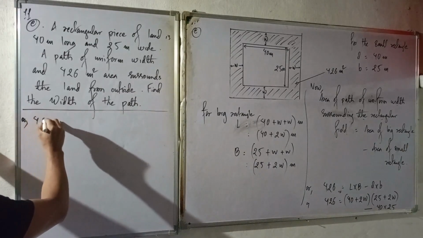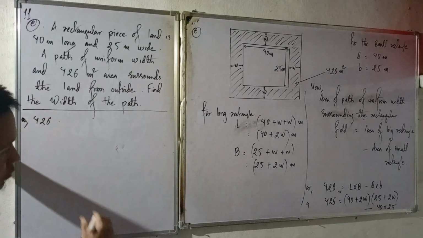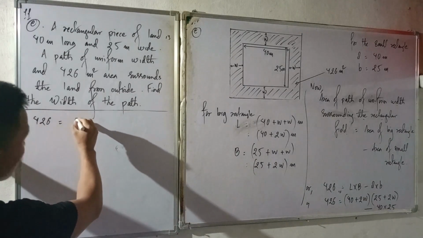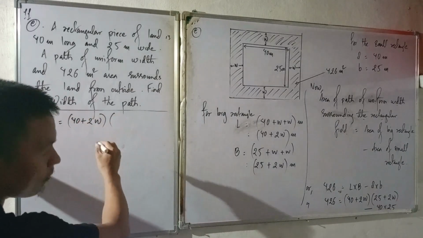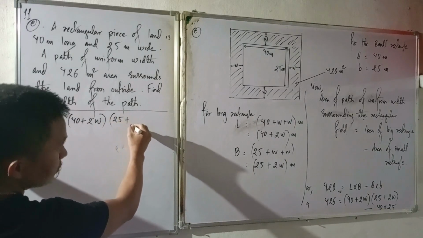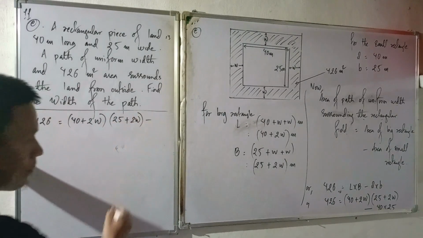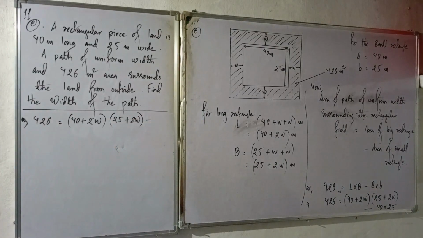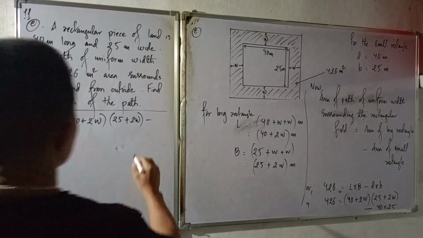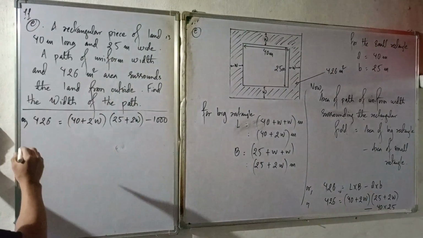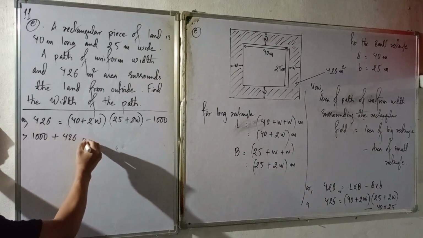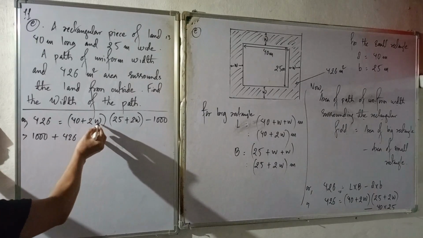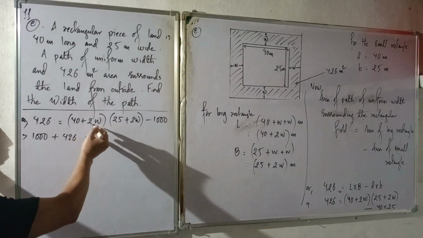Or 426 is equals to plus 2 times width minus, okay, 40 times 25, that is 1000. Or let's move this, 1000 plus 426 is equals to, let's take common from both here and not only common from this.